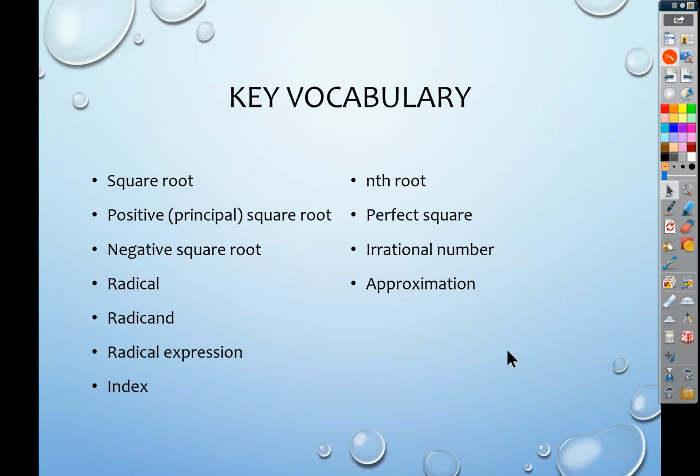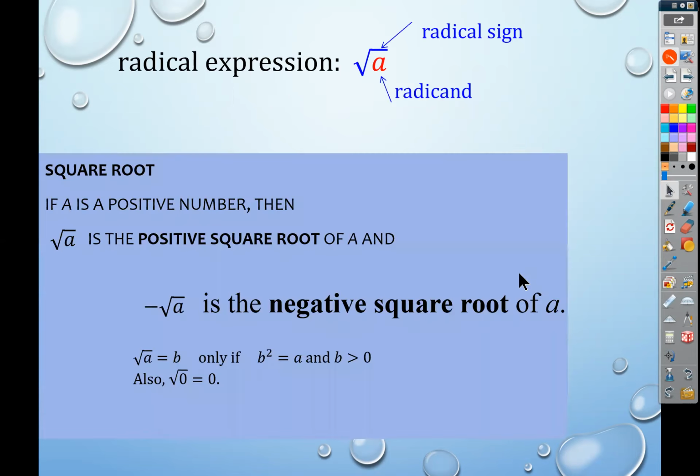But some key vocabulary, it's the beginning of a chapter, so you're going to have more. It's square root, principal square root, negative square root, radical, radicand, radical expression, index, the nth root, perfect square, irrational number, and approximation. So a radical expression contains a radical sign with a radicand number underneath. So the number underneath the radical is called the radicand.